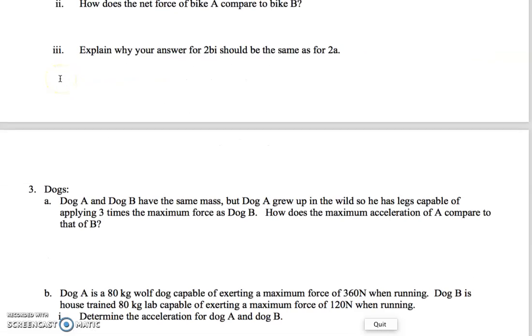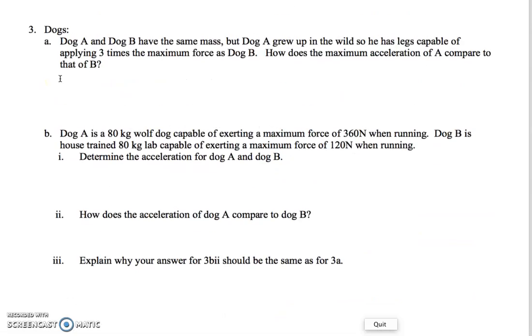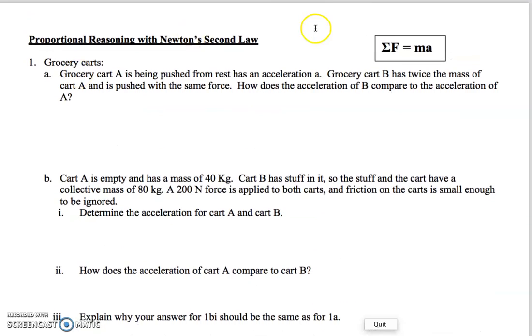Our next problems about bikes and dogs are going to be, again, very similar. All of them are focused around Newton's second law of motion, that the sum of the forces is equal to the mass times the acceleration. Good luck, and you got this.